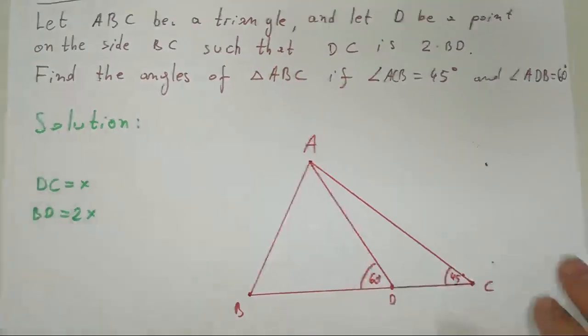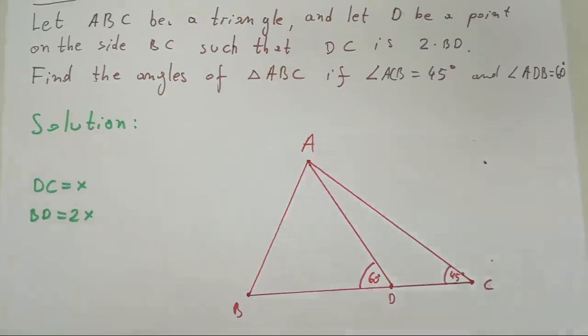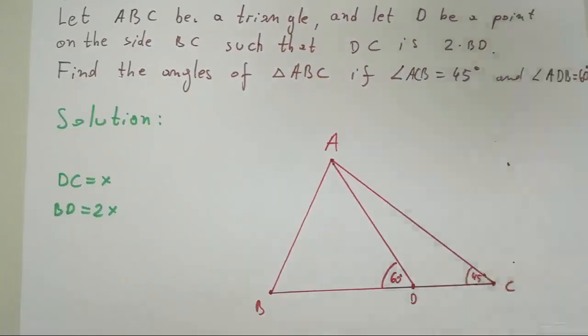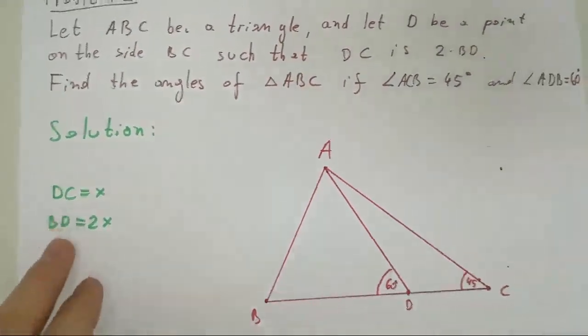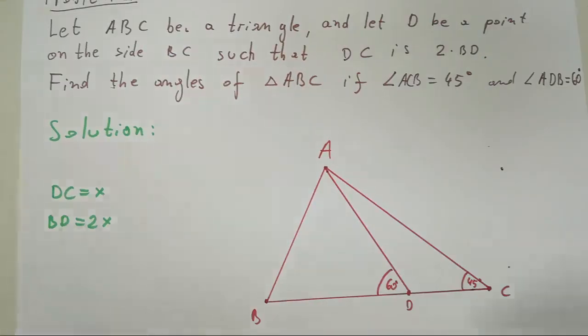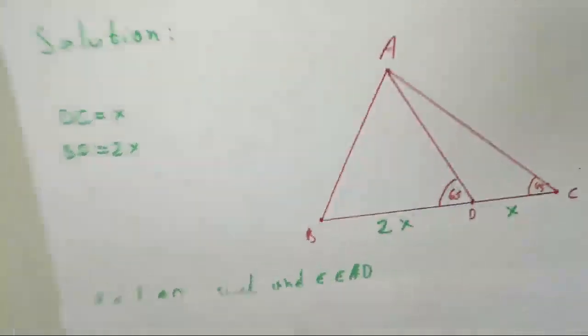Let's show something from the solution. If you're trying on your own, please keep trying. I will show something. So if it's given that DC is twice BD, just to make it simple, we will write this one with x and this one with 2x. If you don't want to, don't write it. It's not a big problem.